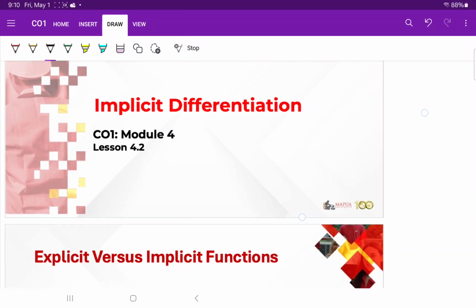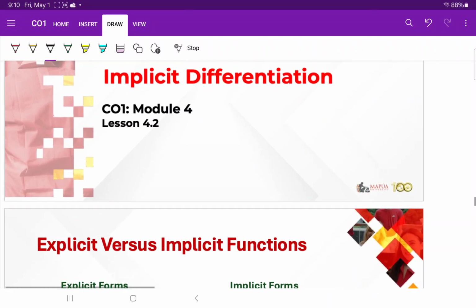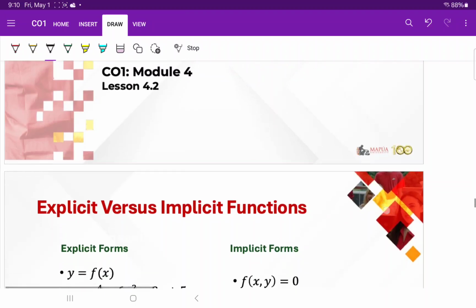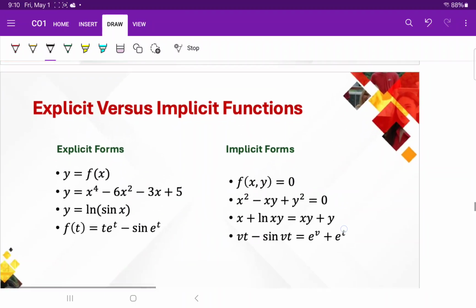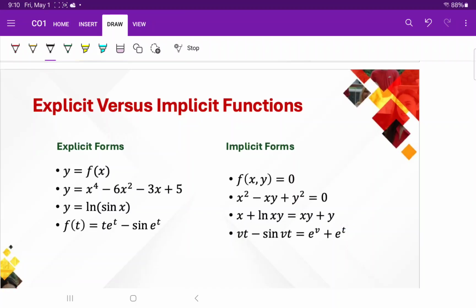So, what is meant by this implicit differentiation? Now, take note that functions are defined either implicitly or explicitly. So, functions can be defined implicitly in terms of x or explicitly in terms of x. Now, these are some examples of explicit and implicit forms.